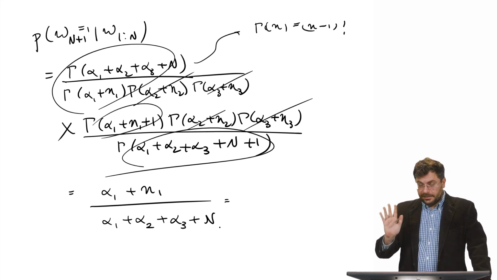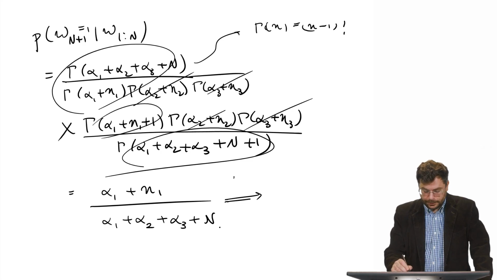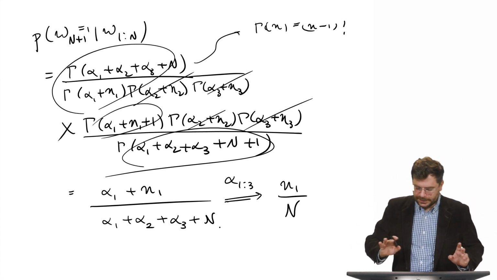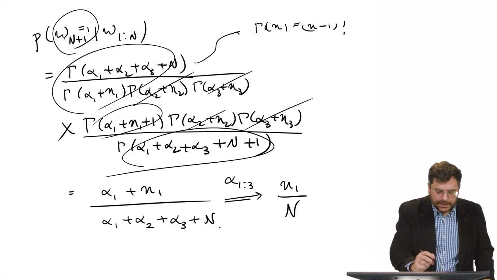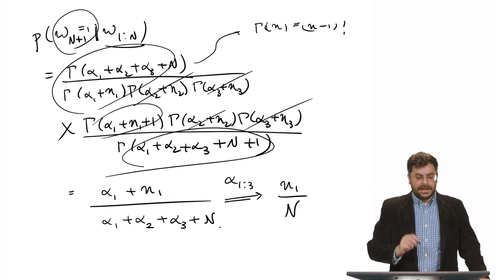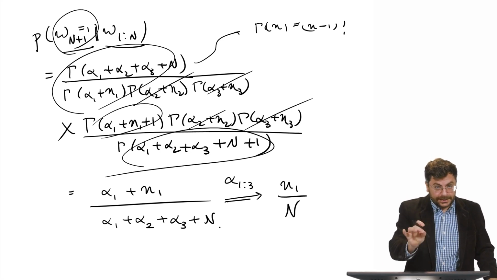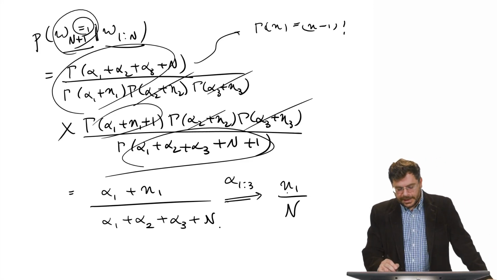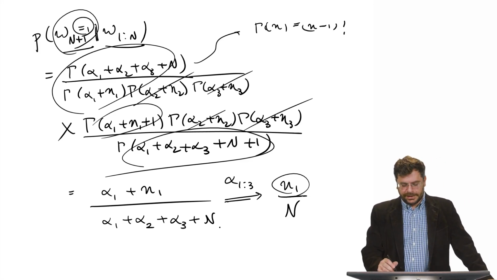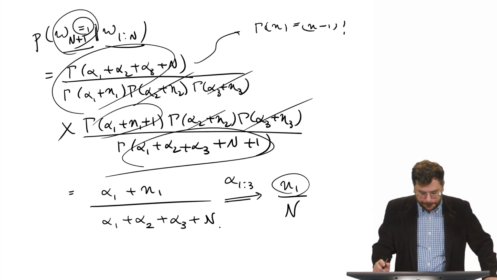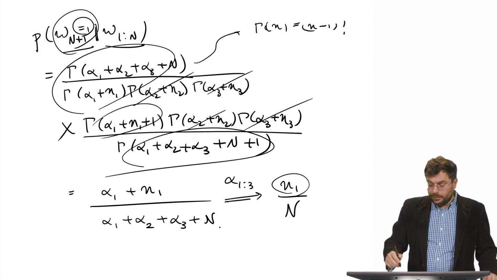If all of my alphas are 0, then this is n1 over n. So let's just try to interpret this result for just 1 second. We're saying that the probability of observing the next data point in the first category, given all of the previous ones, is simply equal to the number of points in that first category divided by the total n. That actually makes sense, and we could have guessed this.